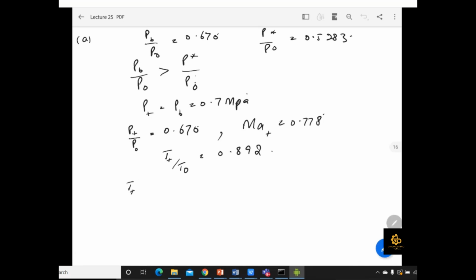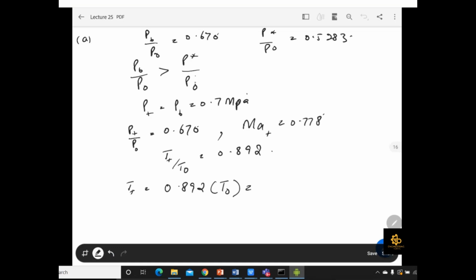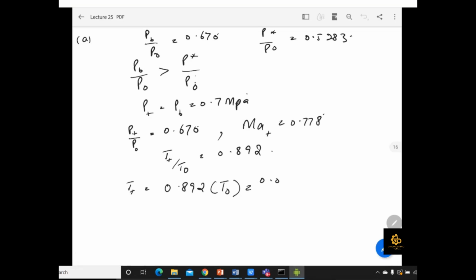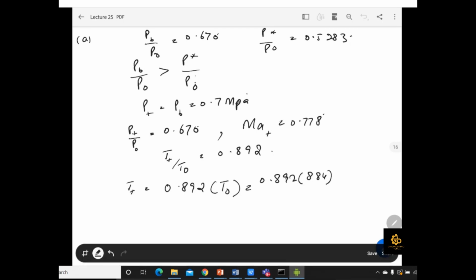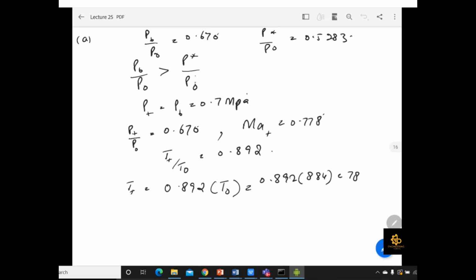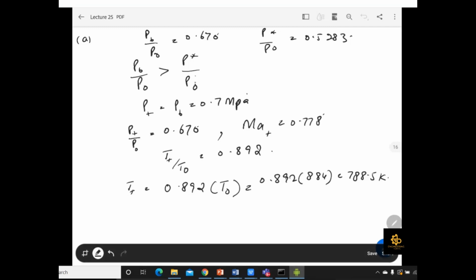So temperature at the throat is equal to 0.892 into T naught. The T naught value we have already found in the previous step. So simply you have to plug in the value 0.892, and the T naught value is 884 Kelvin, which we already figured out in the previous slide. So from here we get 788.5 Kelvin, which is your temperature at the throat.